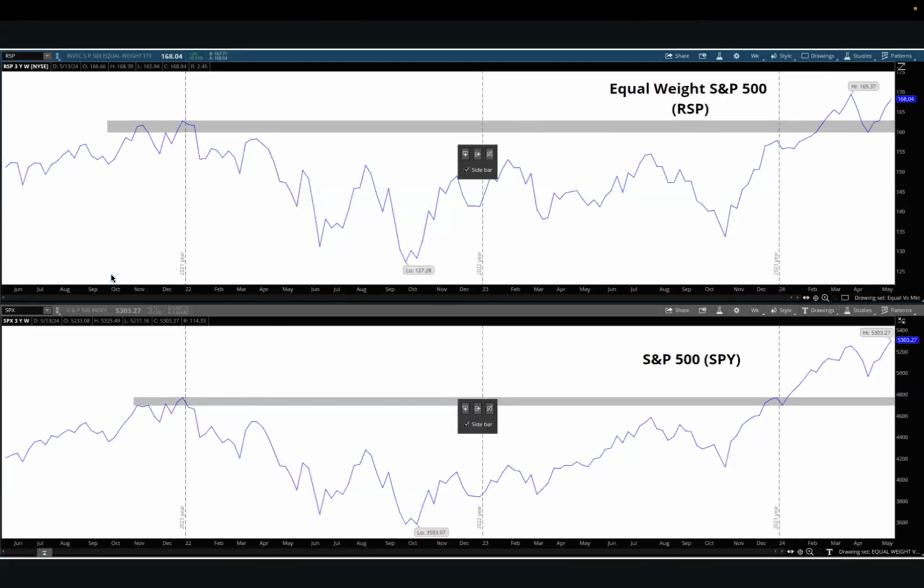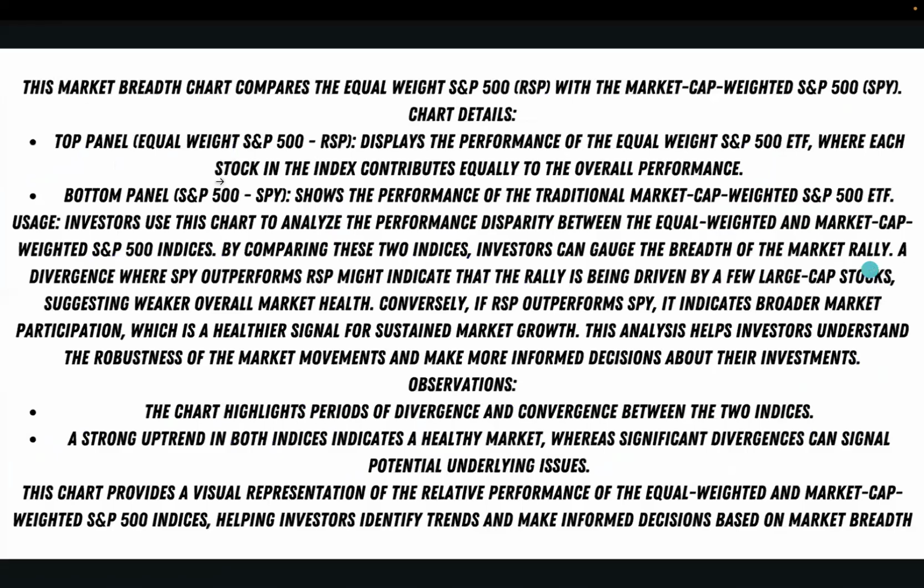Today we're going to look at the equal weight versus market cap S&P 500 comparison chart and break down how we like to use this. Now, this is going to be showing market breadth, and this market breadth chart compares the equal weight S&P, which is ticker symbol RSP, and then the market cap weighted S&P 500 ETF SPY.